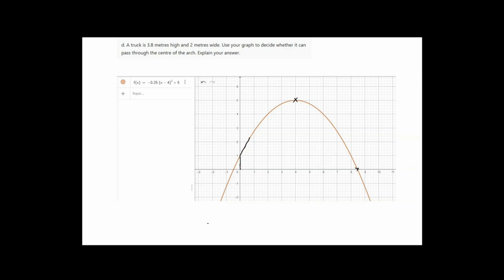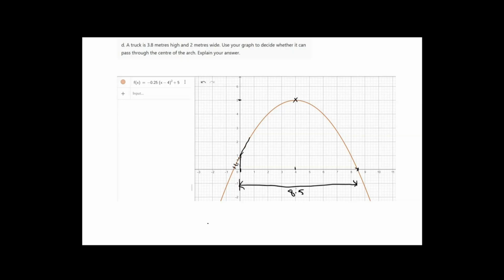So it's kind of a funky shape here. State the maximum height. Well, we already did that, so it's going to be in the middle at 4 meters, and that's going to be at 5 meters in height. How wide is it? From the left hand side to here, it looks like it's about 8.5. So we're going to say that the distance from here to here is 8.5. And again, it's graphical, so we're going to need to do it by eye.